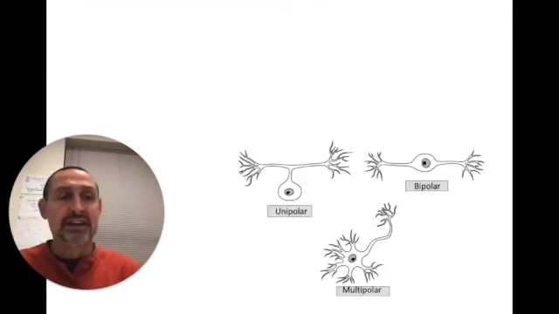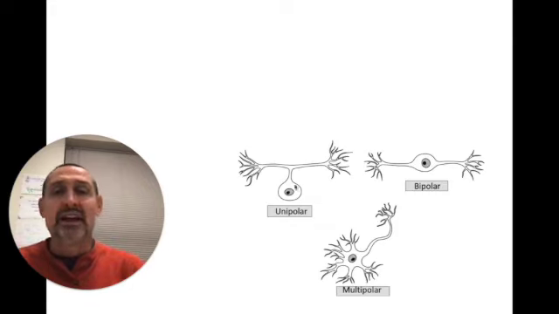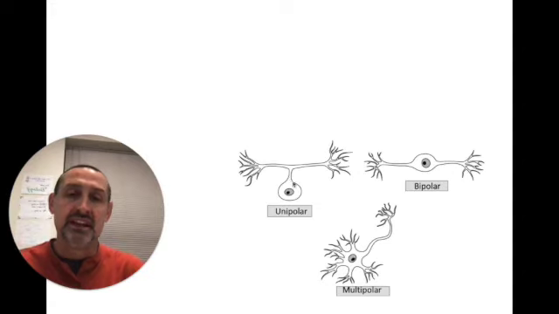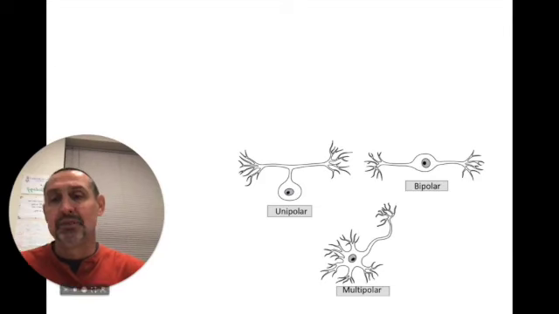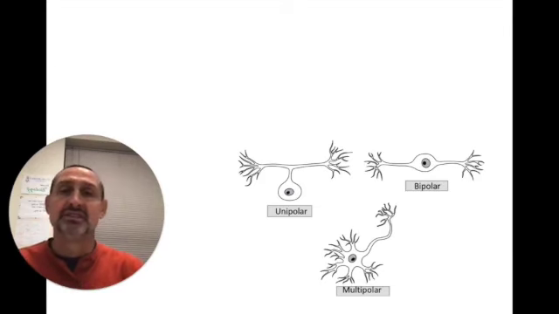Here are three different kinds of neurons. You'll notice that it has to do with the appendage that juts out of the cell. So if there's one appendage, unipolar. If there's two, bipolar. If there's a lot, multipolar. Typically, for diagrams, we see multipolar neurons.